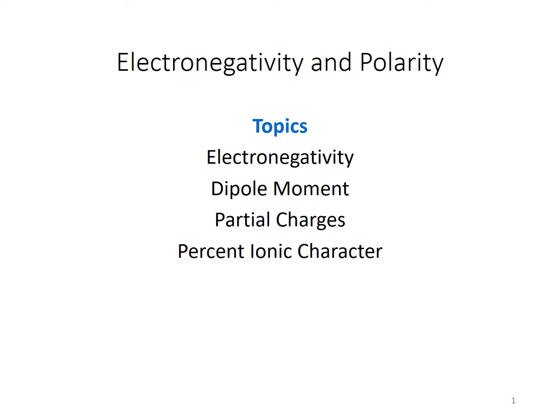Here we're going to talk about electronegativity and polarity. Along with polarity, it can be quantified with something called the dipole moment. There's going to be partial charges, and then something that we call percent ionic character. So even if something isn't fully an ionic compound, it can have some amount of ionic character. So we'll talk more about that.